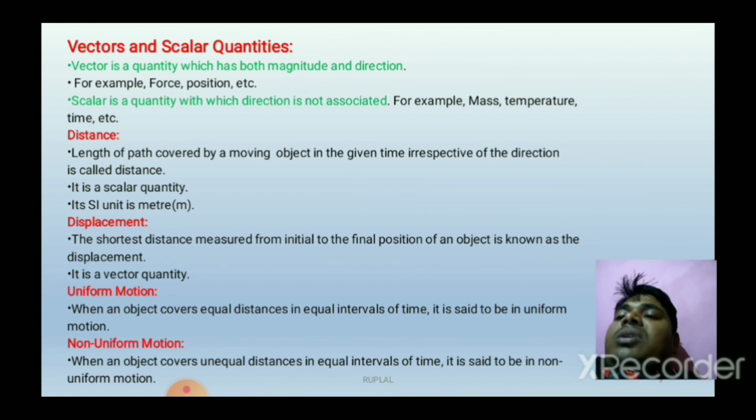Displacement, the shortest distance measured from the initial to the final position of an object, is known as displacement. It is a vector quantity because it has magnitude and direction both. Uniform motion means when an object covers equal distance in equal intervals of time, it is considered to be in uniform motion. And non-uniform motion, when an object covers unequal distance in equal intervals of time, it is said to be in non-uniform motion.